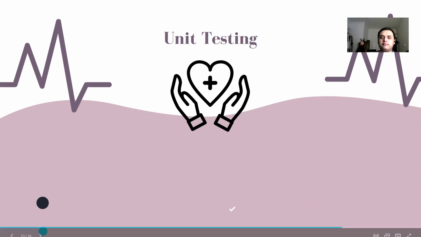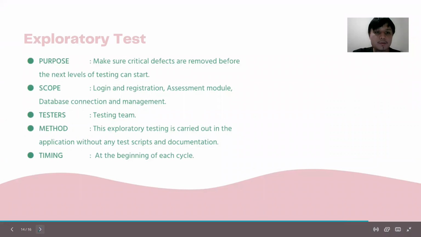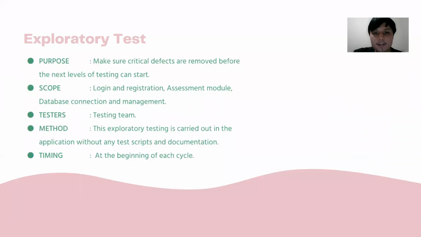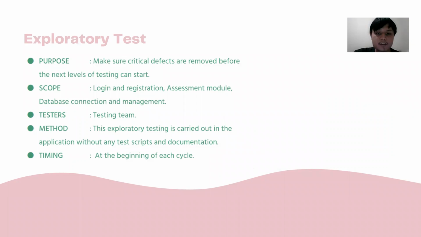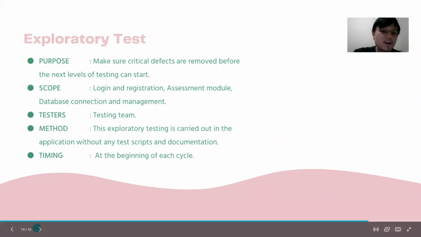So in unit testing, we separate our test into 2 parts, which are exploratory test and functional test. First one is exploratory test. The purpose of this test is to make sure critical defects or bugs are removed before the next level of testing can start. The test scope is login and registration, assessment module, database connection, and measurement. Meanwhile, the tester is ourselves, and the method is carried out in the application without any scripts and documentation. We do the test at the beginning of each cycle.